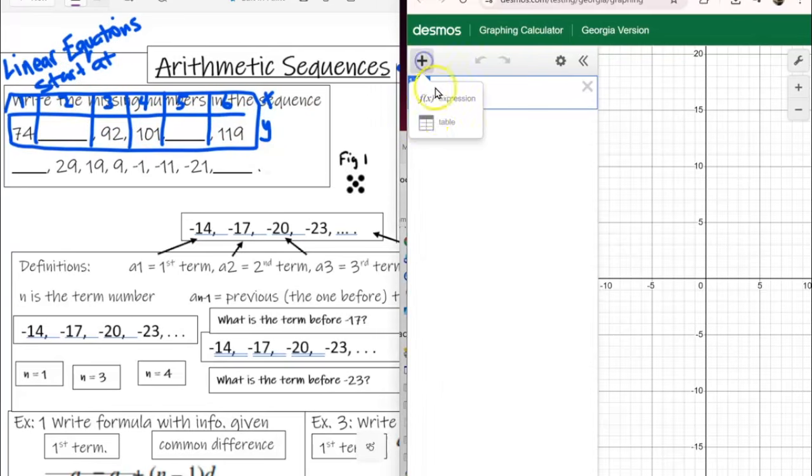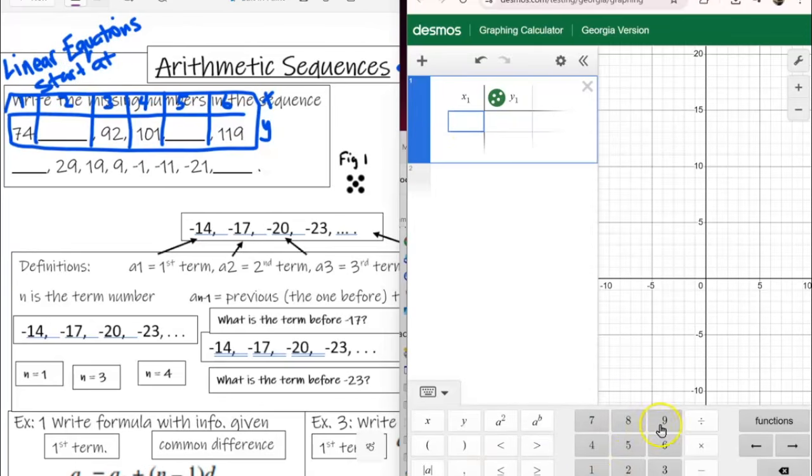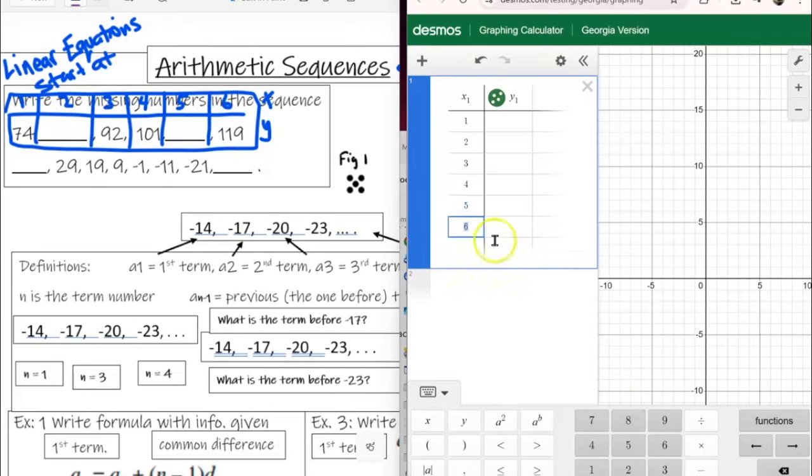So if I want to put a table in the calculator, what do I do? I press the plus sign, I put table, and then I input my x values and I input my y values. So here I'm going to input 1. And then I'm going to press enter, and then I'm going to press 2, enter. And you see as I press enter, it's going to automatically fill that out. So I'm going to do it until I get to 6. Now, these values in here are what? 74. Is there anything here? No, that is a blank. We cannot have blanks, so I'm going to go ahead and delete that.